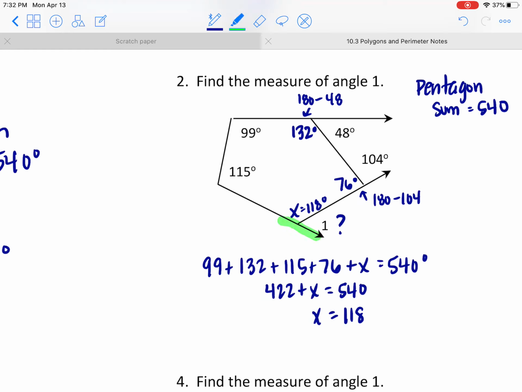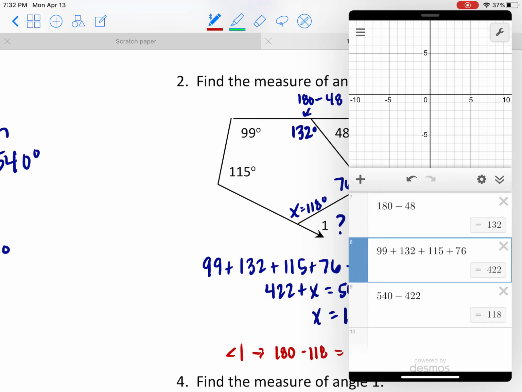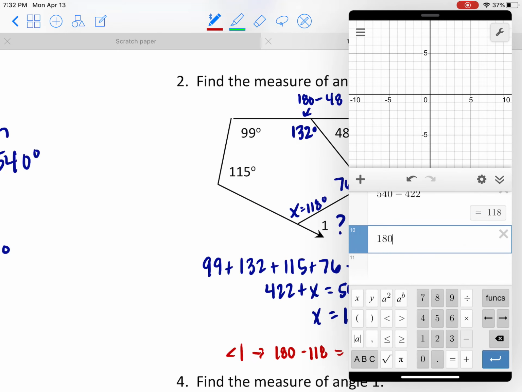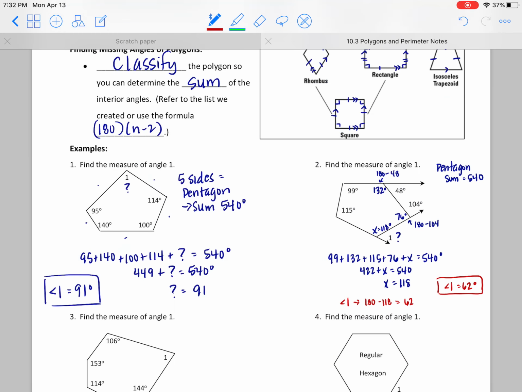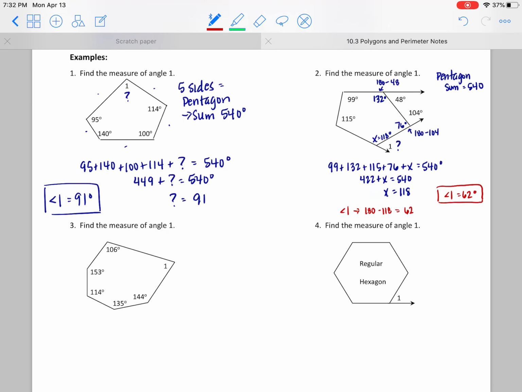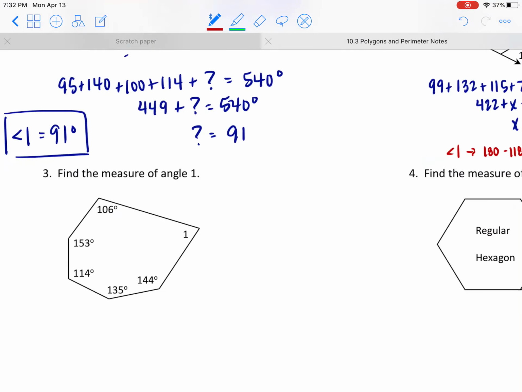And now we can use our straight angle again. These two have to make 180. So to find angle 1, we're going to take 180 and subtract the 118. And 180 minus 118 is 62. So angle 1 is 62 degrees. Okay, not so bad. It's a lot of adding and subtracting, but we have calculators, so not horrible.